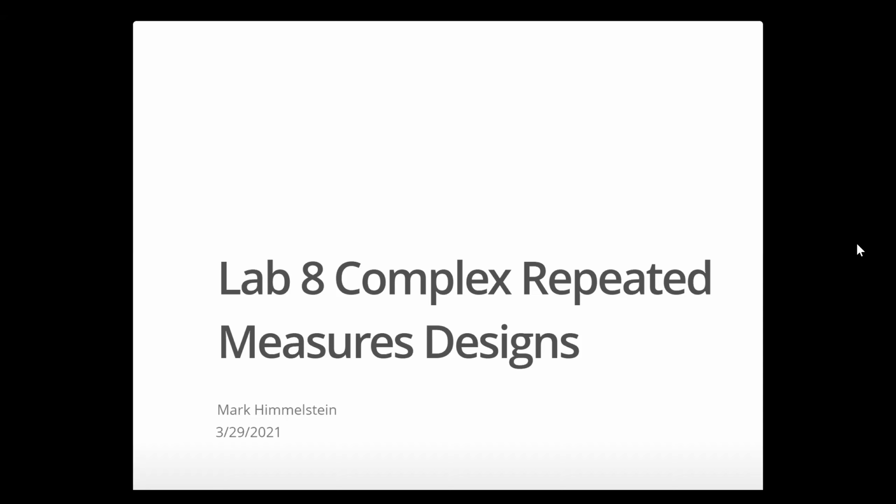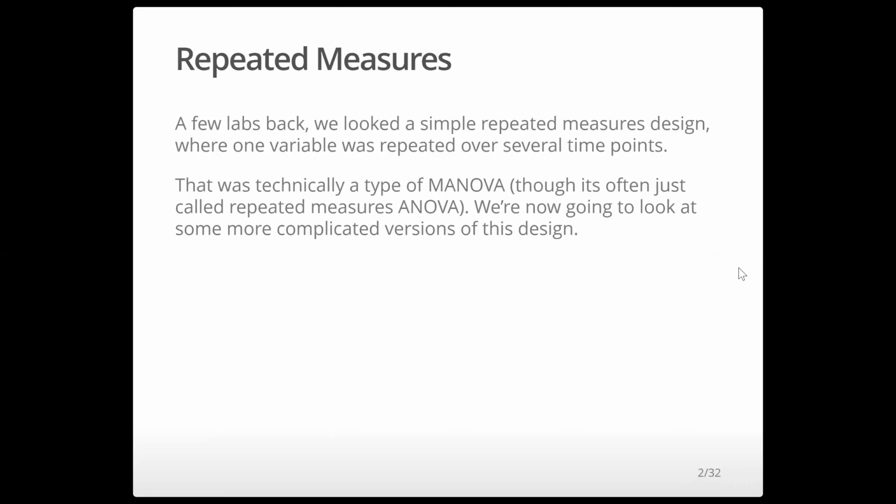My subject for this week is looking at more complicated repeated measures designs. So this goes back to some stuff that we saw a couple weeks back in Lab 5, where we looked at a simple repeated measures design where one variable was repeated over several time points. So this is technically a type of MANOVA, although it's often just called a repeated measures ANOVA. And we're going to go and look at some more complicated versions of repeated measures ANOVA now.